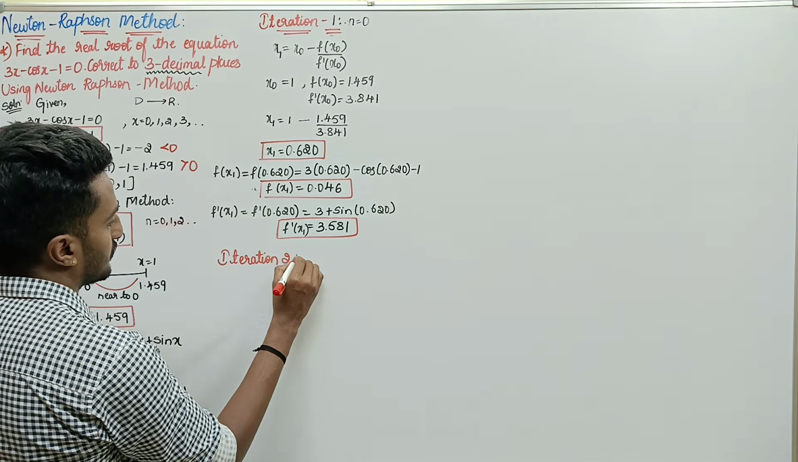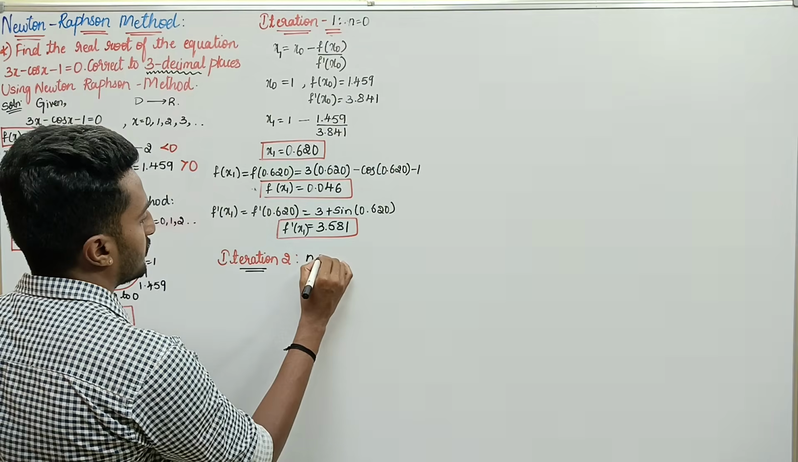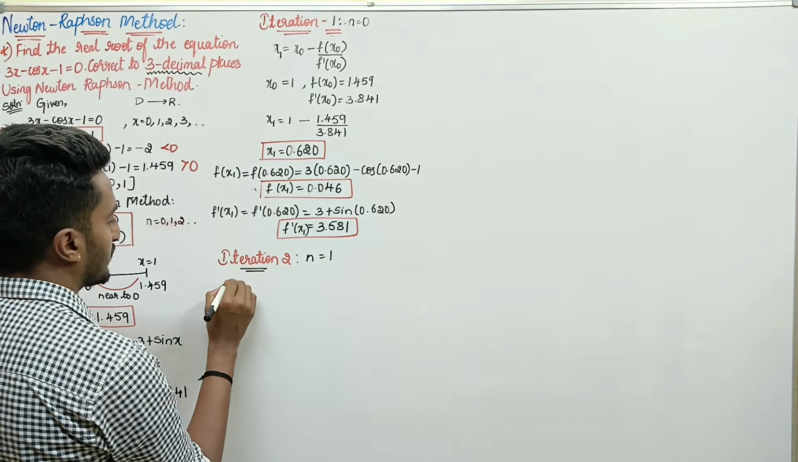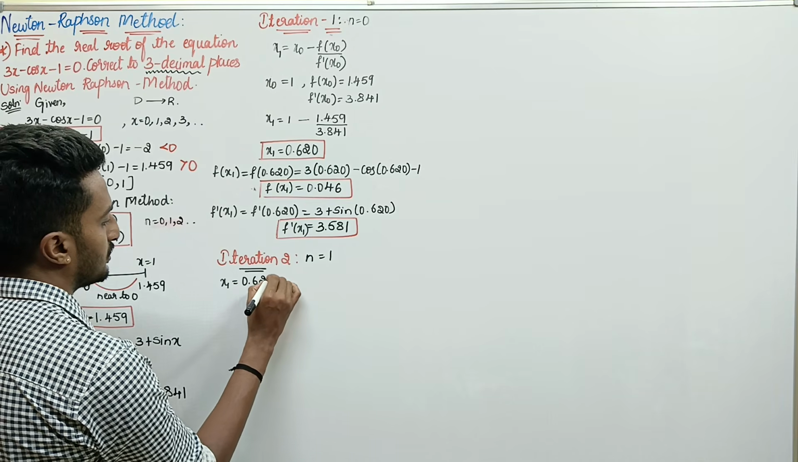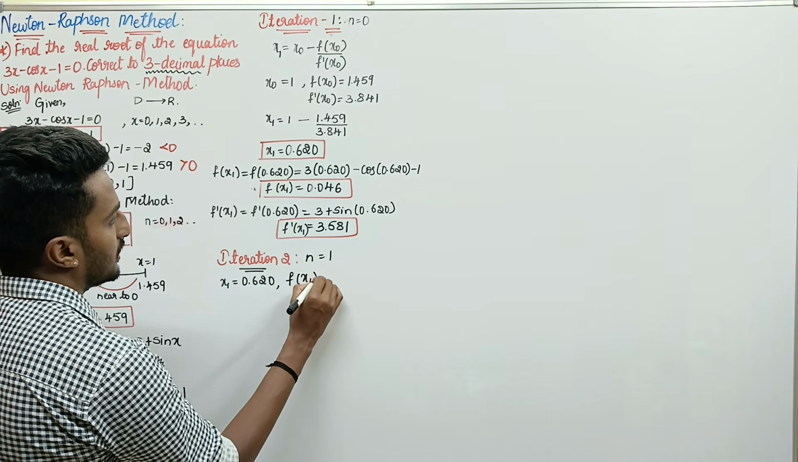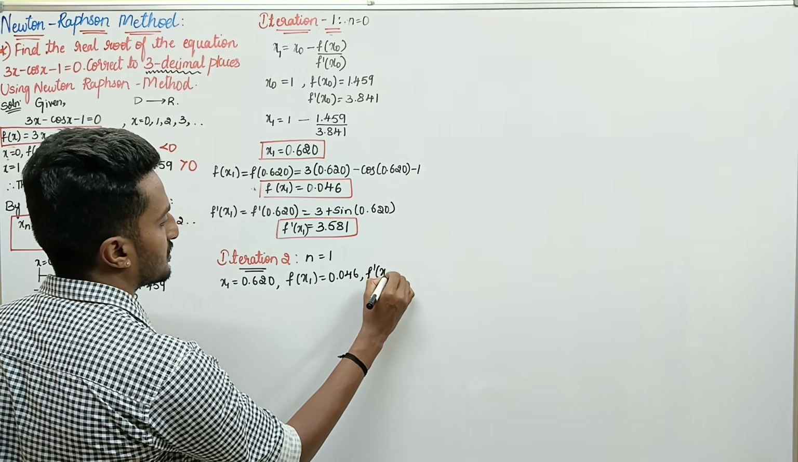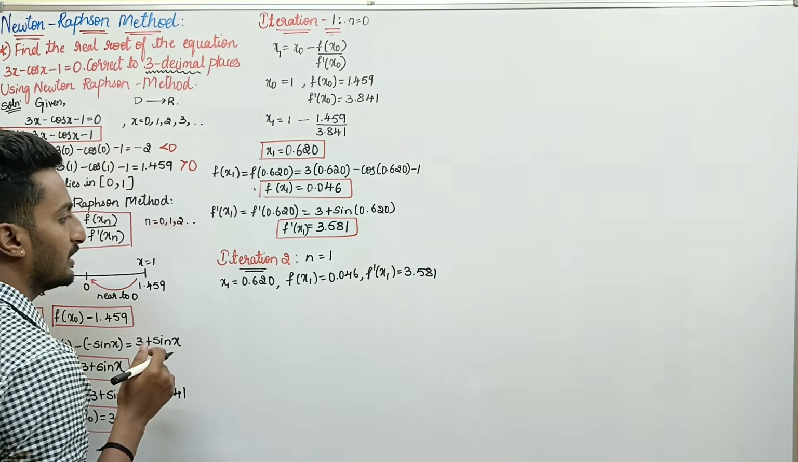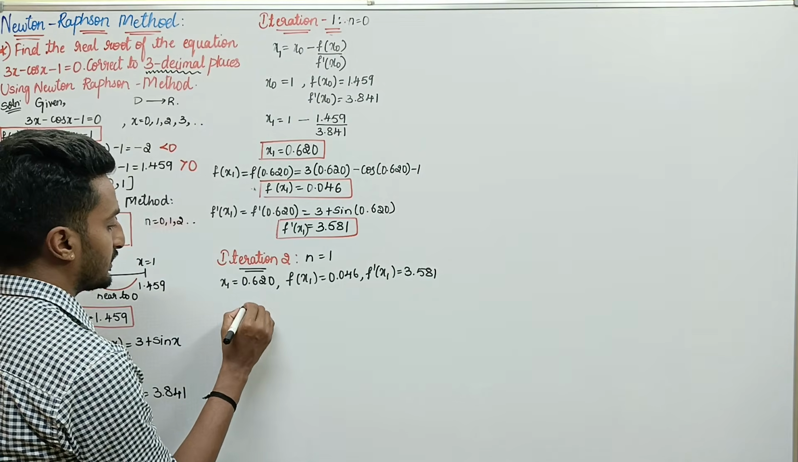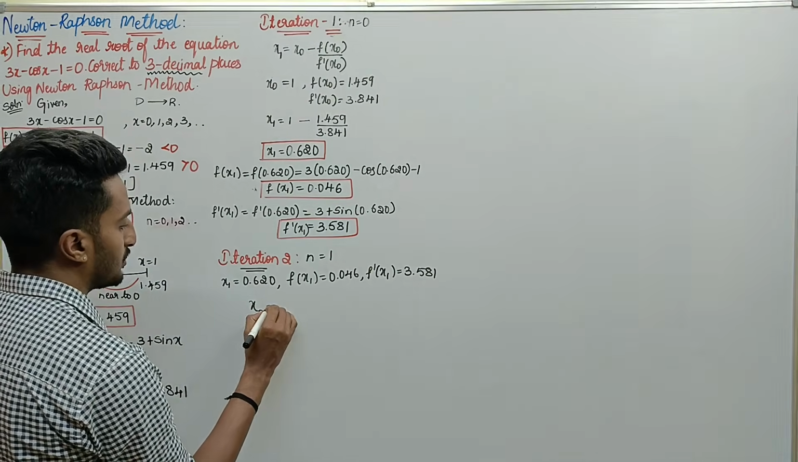Iteration number 2. Okay, done. Now to find iteration number 2, n will be equal to 1. We consider initial values x1 = 0.620, f of x1 = 0.046, f dash of x1 = 3.581. Done.